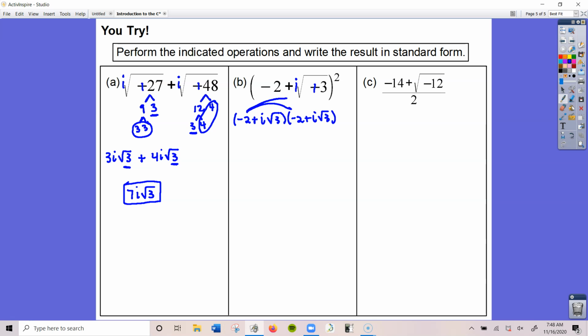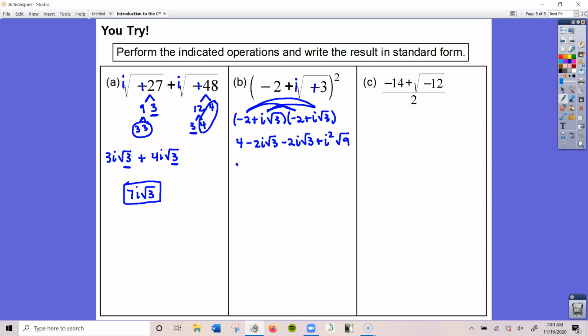So I'm going to distribute this negative 2, which would give us 4 minus 2i square root 3. And now I'm going to distribute this i square root 3, which would give me negative 2i square root 3 plus i squared square root 9. And now I can simplify all of this.